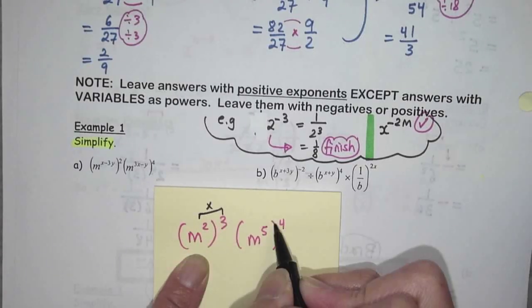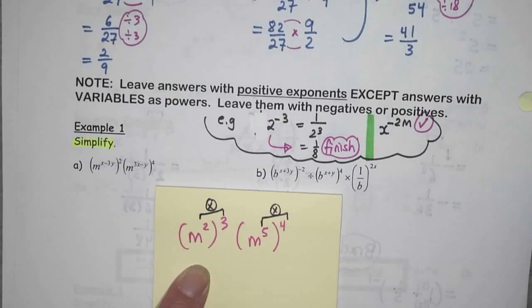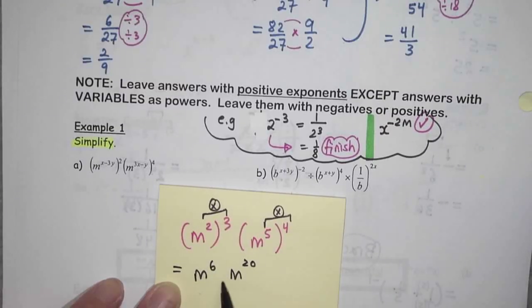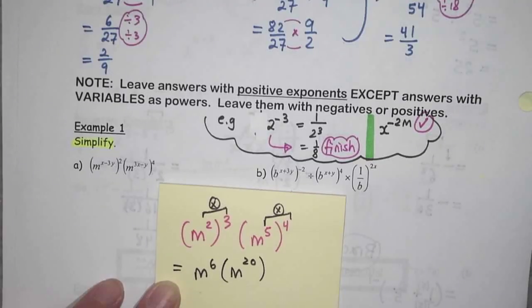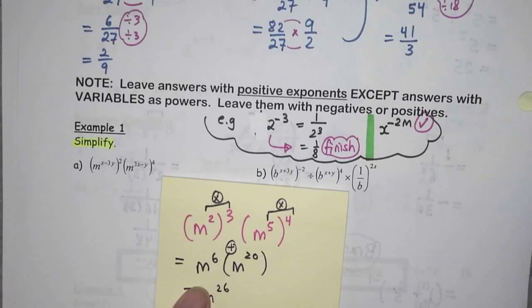Yes. Multiply these guys, right? So just myself, I'm telling myself what I would do, and I would get m to the 6, m to the 20. True? I don't need a bracket. You can put it beside. You can put a bracket if you want, that's fine. And then you would add them. So then you would add them and go m to the 26. Okay, so we know that.